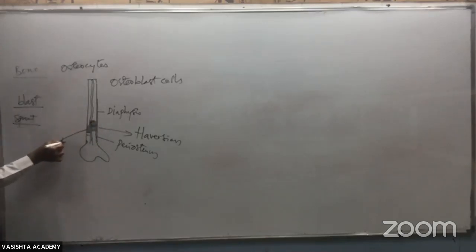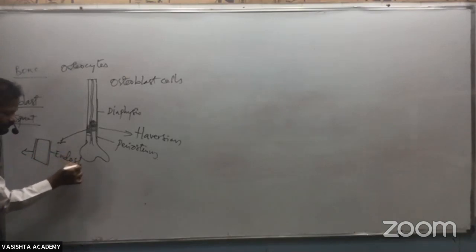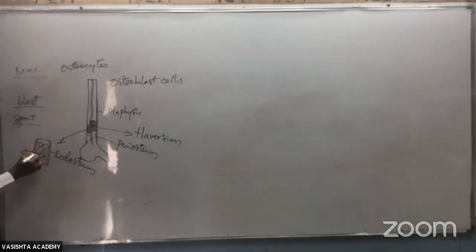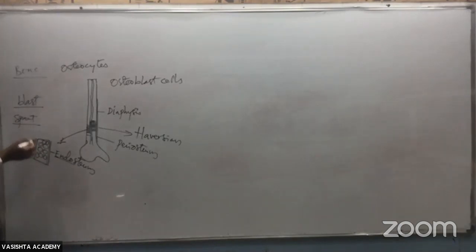If I take a fraction of that solid structure, the outer surface is covered by periosteum. The inner surface is covered by endosteum. Endosteum. Endo means inner. Peri or ecto means outer. In between that periosteum and endosteum, we can find Haversian systems. Through these Haversian systems, the blood vessels are connected.